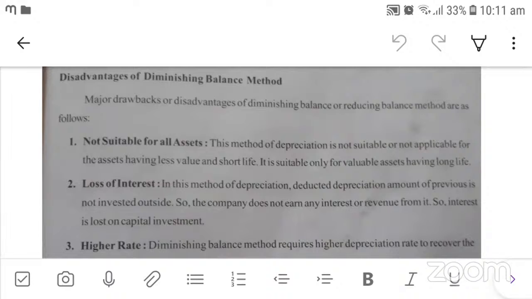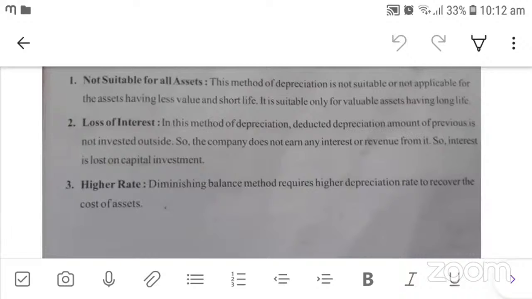Loss of interest. In this method of depreciation, the deducted depreciation amount of the previous year is not invested outside. The amount of depreciation we provide every year will remain as working capital only. We will not invest that amount outside, so the returns will be less. The company does not earn any interest or revenue from it.